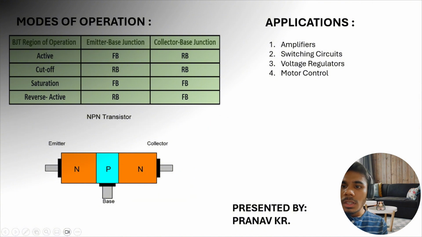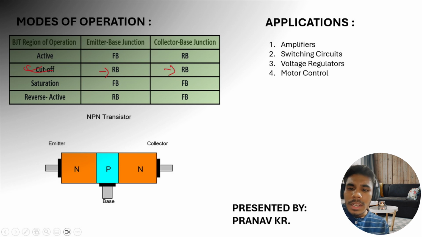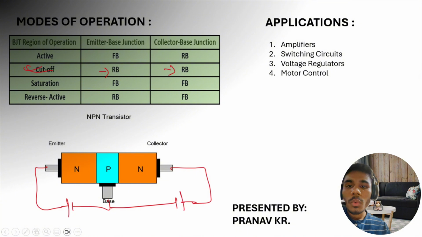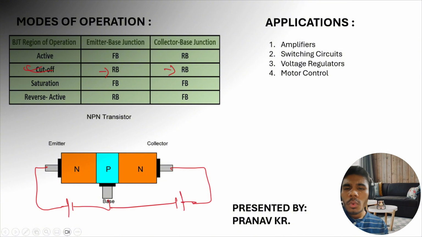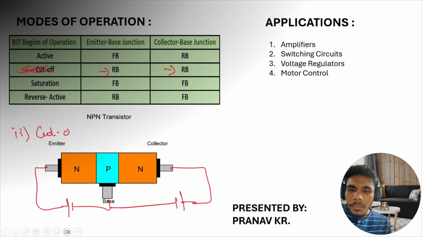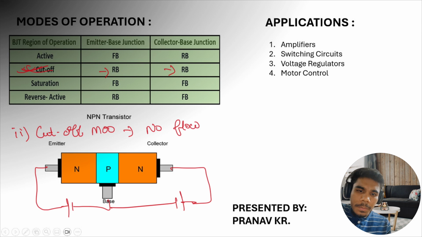Now, what is meant by cutoff? In cutoff, as we can see, both are in reverse biasing. That means the emitter-base junction is reversed, and the collector-base junction is also reversed. As we know that current flows in forward biasing, there will be no flow of current in cutoff mode of operation.